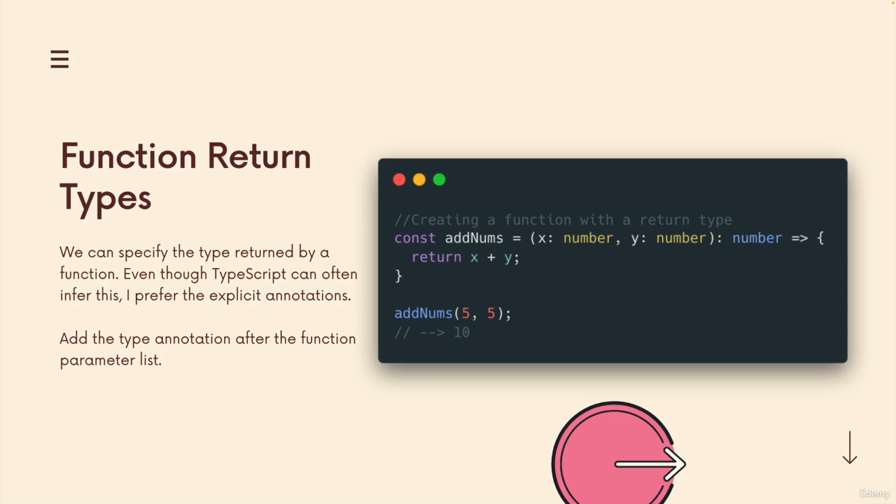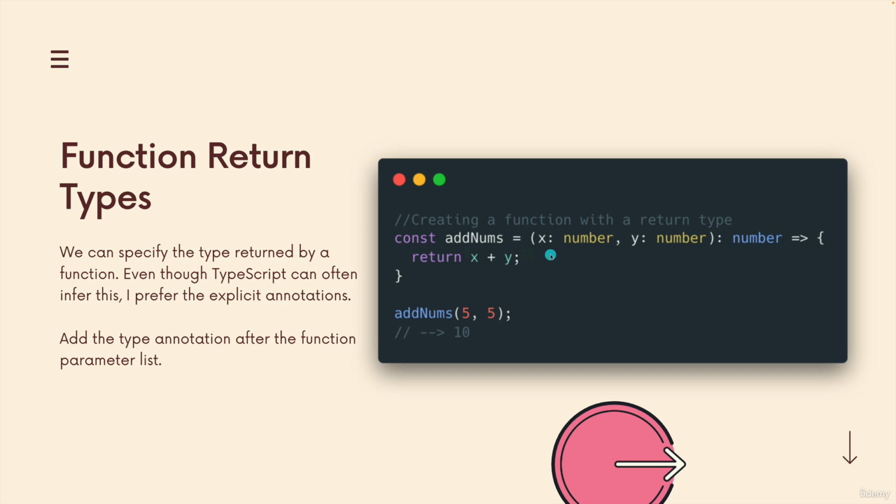So we've talked about annotating the function parameters. We also can annotate the value returned by a function. What type should this function return? And the way that we do that is with the same old syntax. We add a colon and then the type, but we do it after the parameter list.